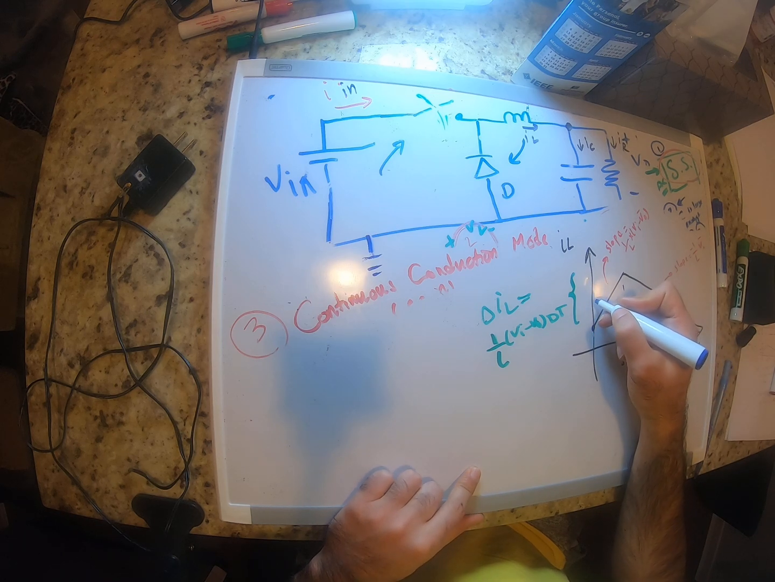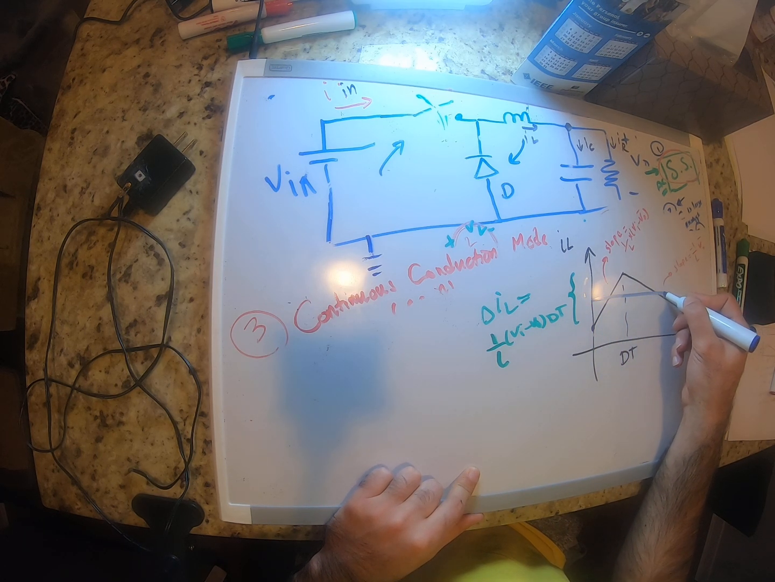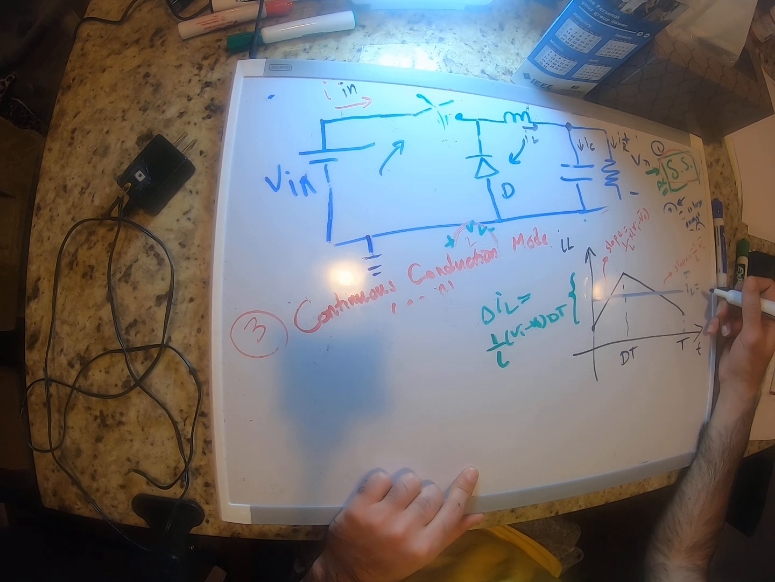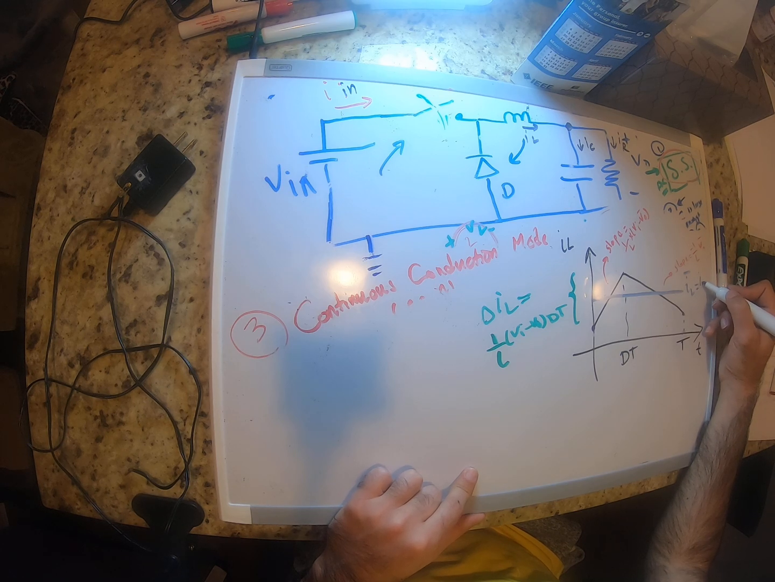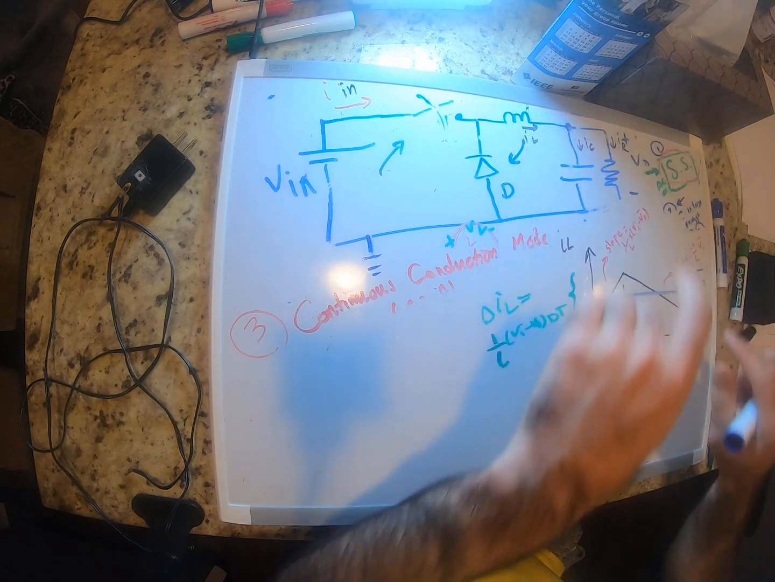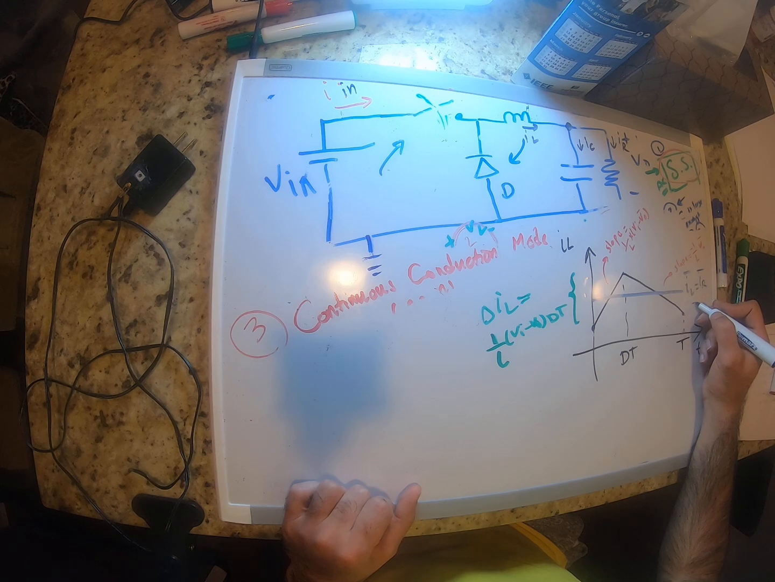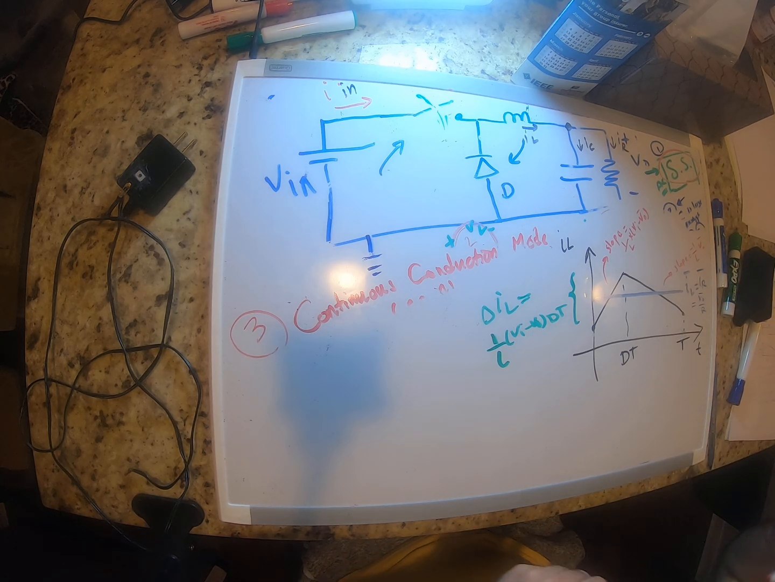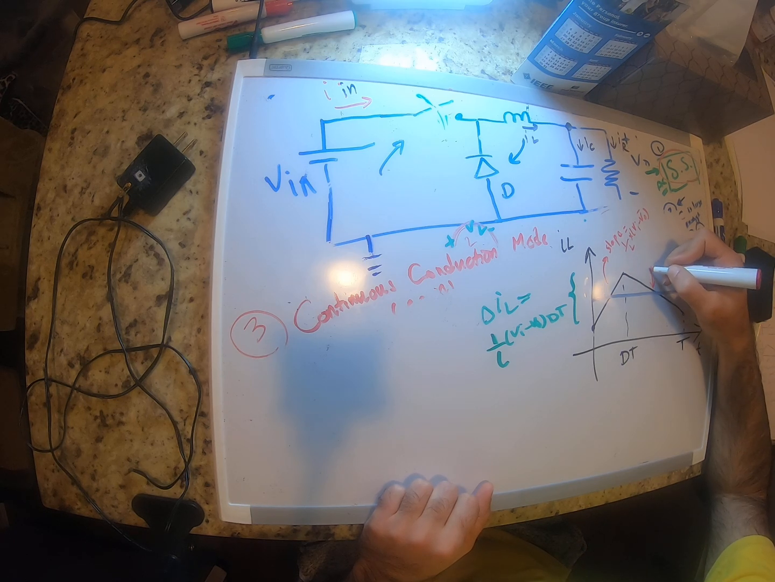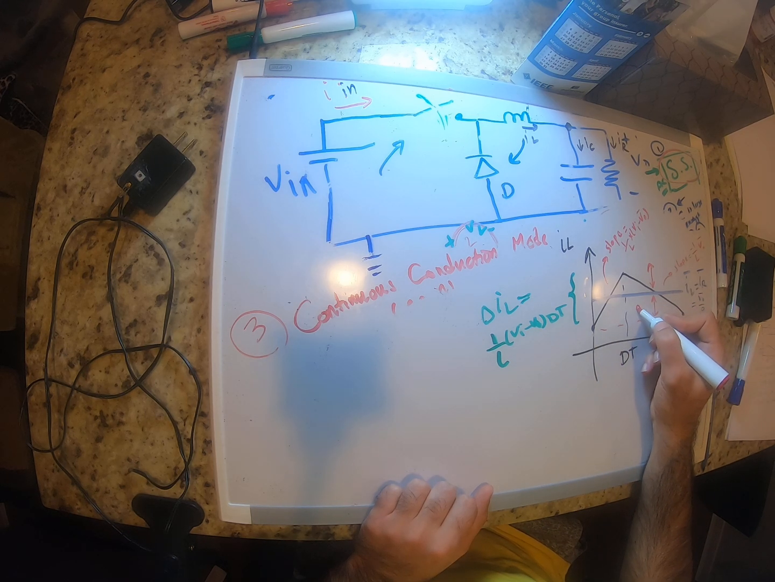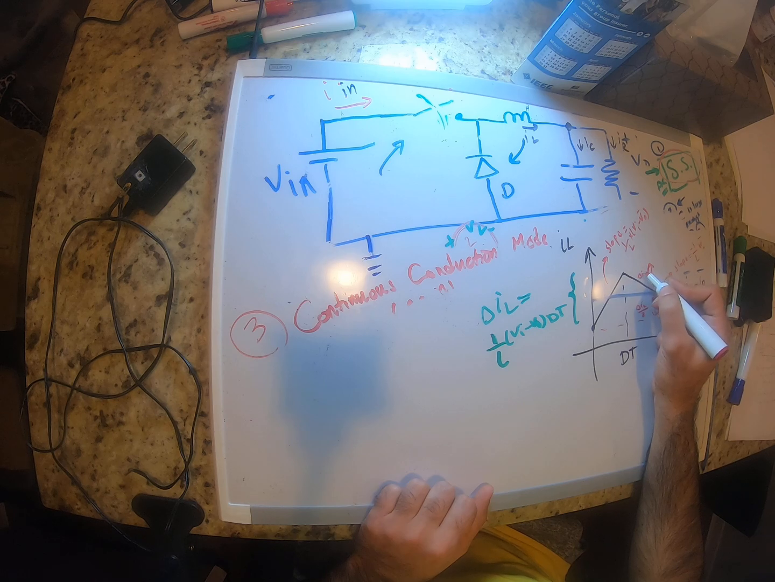The other thing that we saw is that the average of IL is the same as the average of IR, because the average of IC is equal to 0 based on the amp-second rule. So this is also equal to VO average over R. Okay, and just to put more information here, this distance and this distance are going to be exactly equal. This is delta IL divided by 2. This is delta IL divided by 2.